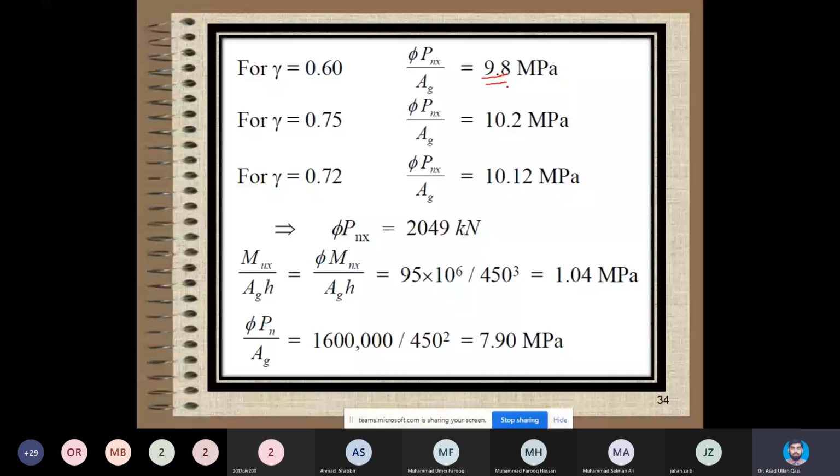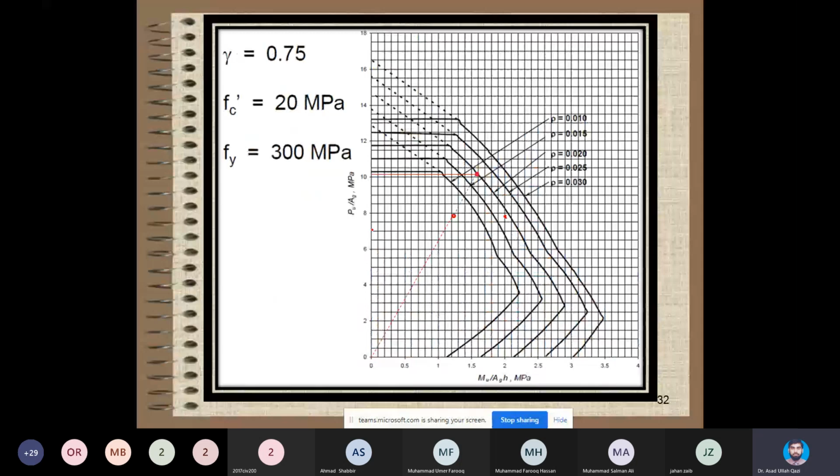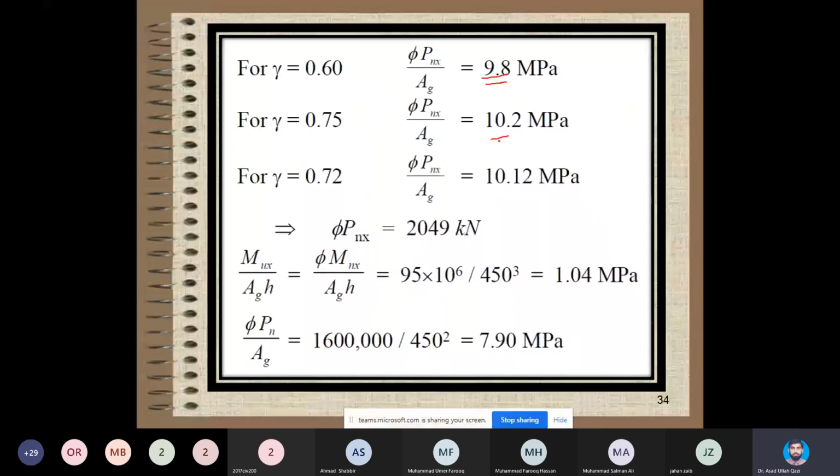Now the same procedure I will repeat for the gamma 0.75 picture. I will locate 7.9 versus 1.21, join this with the origin, and extend this line until it touches the 2% curve. Corresponding to that, what is the axial capacity of that column when gamma is 0.75? It is a little above 10, so it is selected here as 10.2.